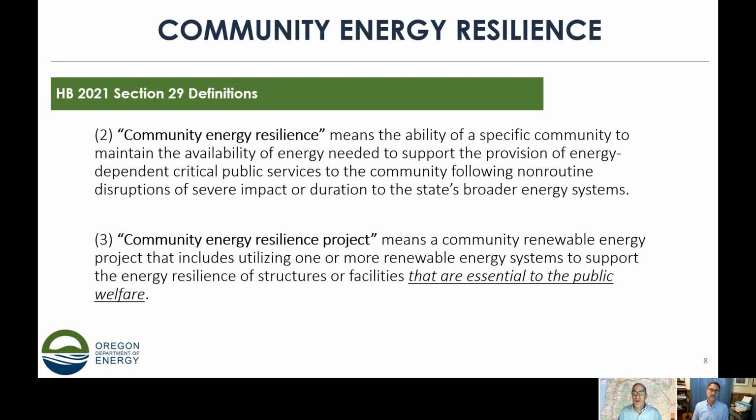So here we have what community energy resilience is in general, and then what a community energy resilience project is. The summary of that is that the systems must provide power in a grid outage, and the system must support critical public services to the community, must support facilities essential to the public welfare. And so as you can see, CREP has very specific definitions.